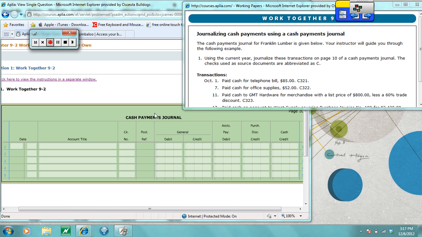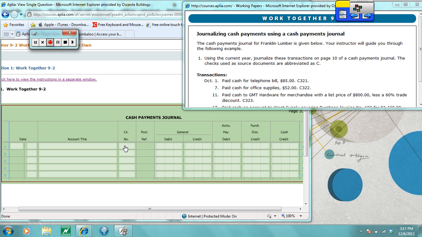Okay, some background information just so you're aware. This is another one of those special journals that we're using. In this journal, we keep track of all our cash payments. Note that most of the time, not all of the time, but most of the time, it will be a check number. See how it has check number? So when that happens, we do not have to enter the C. We just put the number of the check. We only put transactions in here where we pay out cash.